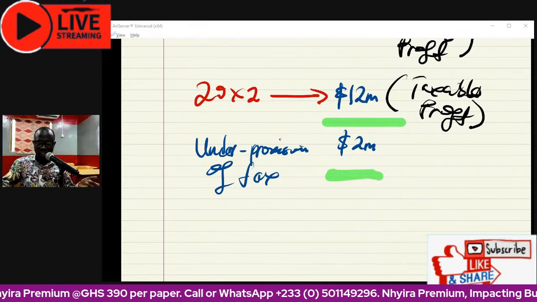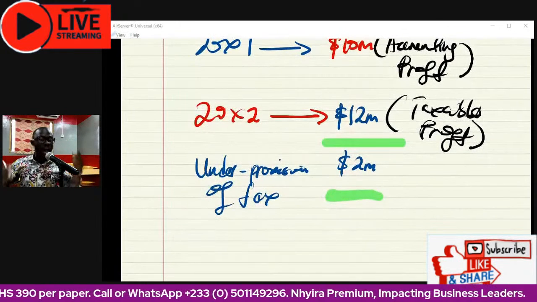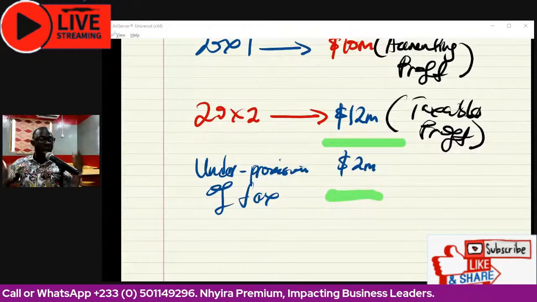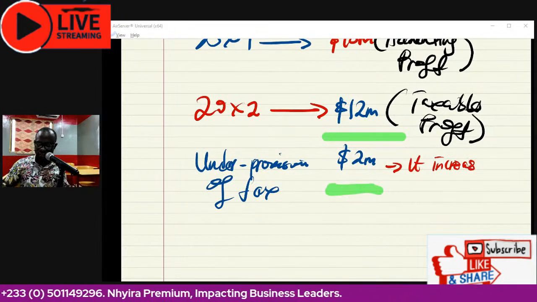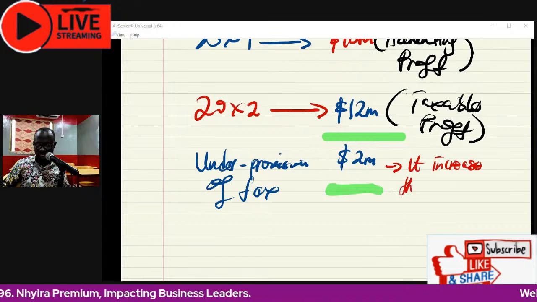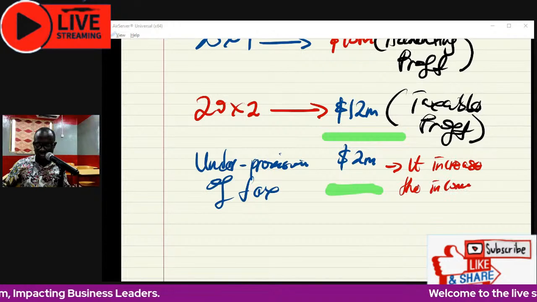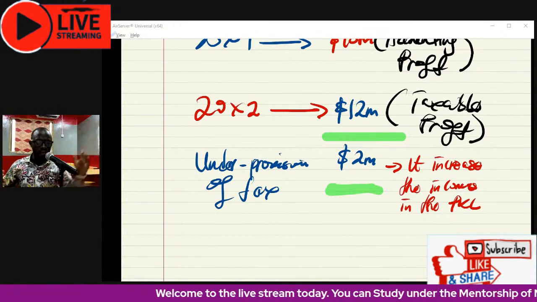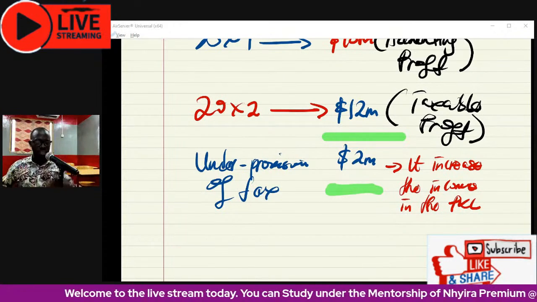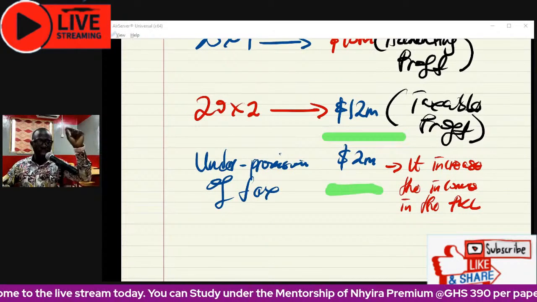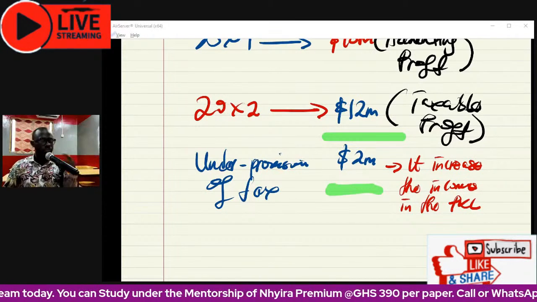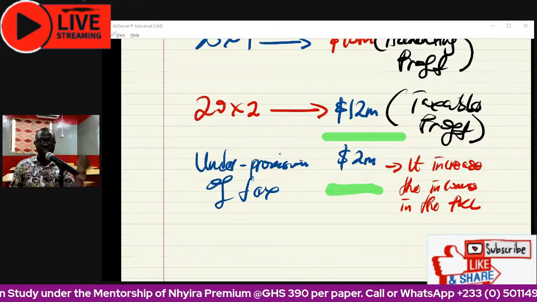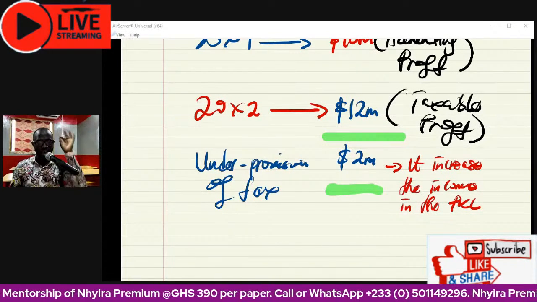Always note that when there is an under provision of tax, it increases the current tax, or the income tax in the P&L. So we add it to the current year income tax because you have under provided. Increase in liability is an expense.